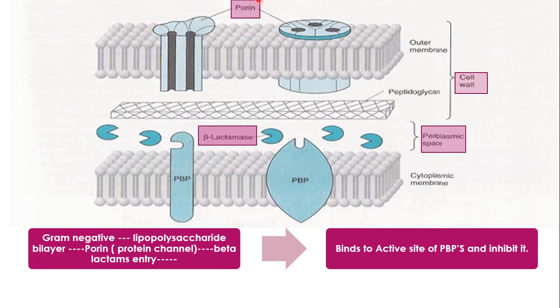We can see here, in case of gram-negative bacteria, they have a lipopolysaccharide layer in which porin channels are embedded. So through porin channels they will enter and show their action. Whereas in case of gram-positive, where only peptidoglycan is there, lipid membrane is not there. So it is very easy, very simple to enter inside the cell. Then it binds to the active site of penicillin-binding proteins and inhibits them. Binding the PBP and inhibiting it is the major function.